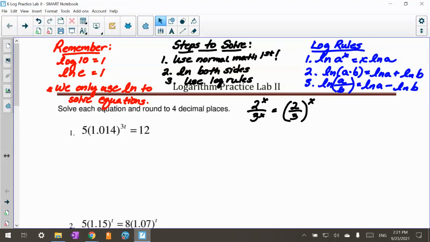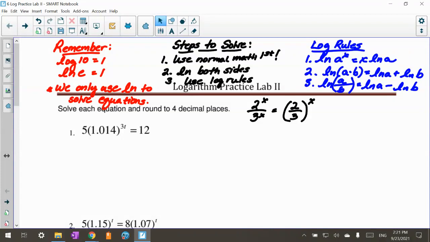So this lab is for my calculus class while we practice logarithms, and this is practice lab 2, which, out of the two labs, is the harder one, but I want to do this with you. I put some things to remember at the top here. One is, remember, the log of 10 is 1 and the natural log of e is 1. And in this course, we're only going to use natural log to solve equations.